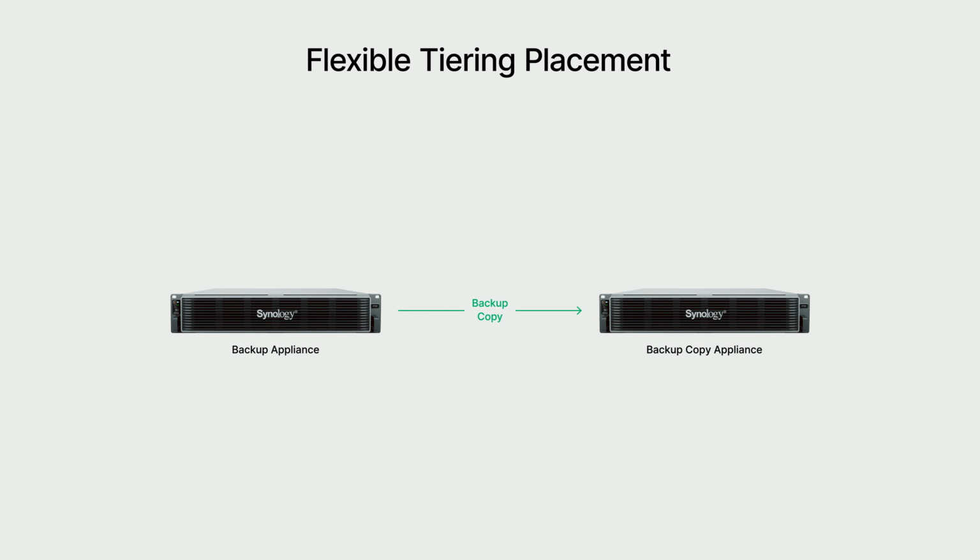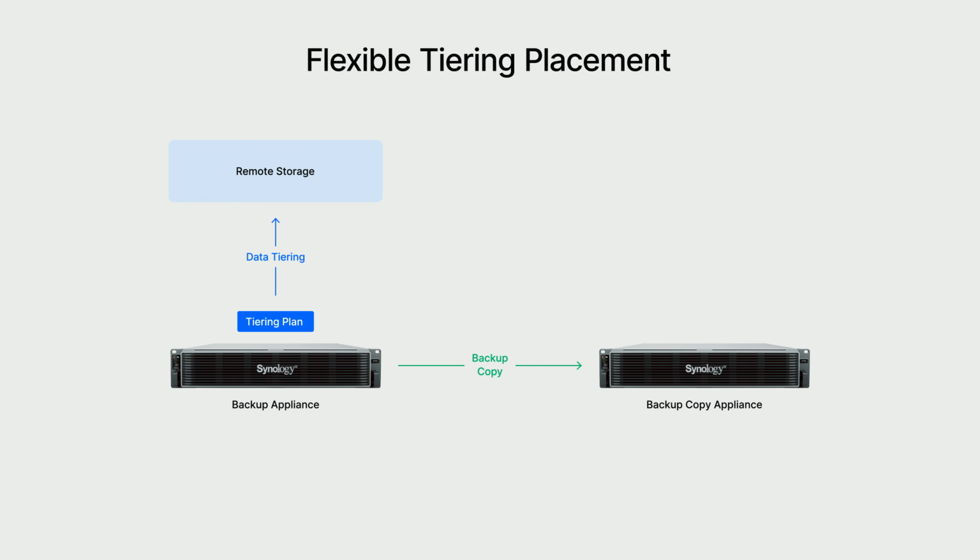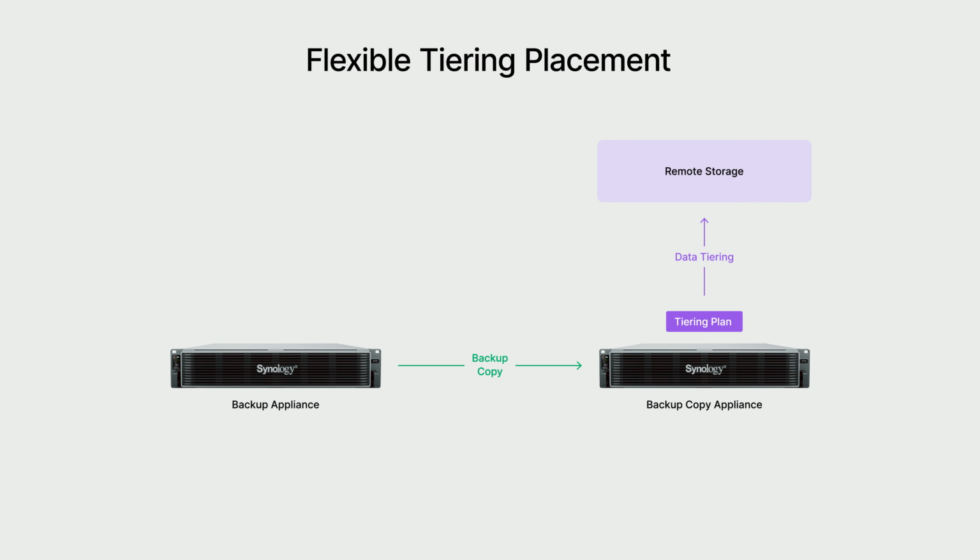With ActiveProtect, you can apply tiering plans where it matters most, whether that's for primary backups or backup copies you want to keep long-term. If you want to retain primary backups long-term, apply a tiering plan to the backup appliance. If you want to retain backup copies long-term, apply a tiering plan to the appliance storing backup copies. If you want to retain both, you can configure tiering plans on each appliance.